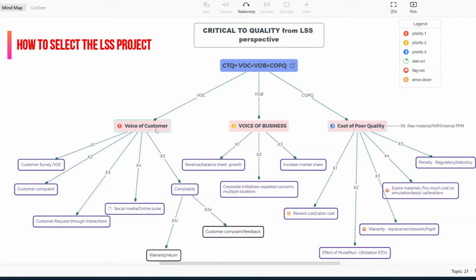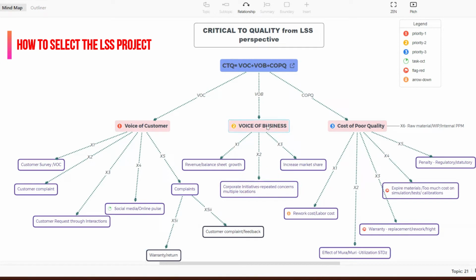So again, you need to take the VOC and find out from the survey what the customer feedback is. Customer survey, voice of customer, and customer complaints are important attributes and inputs to consider as critical to quality for a Lean Six Sigma project. And customer requests through interaction or social media, and even complaints. The complaint can be a direct complaint or a verbal complaint, or a warranty or return and all that. So these are all the things that are attributes of voice of customer.